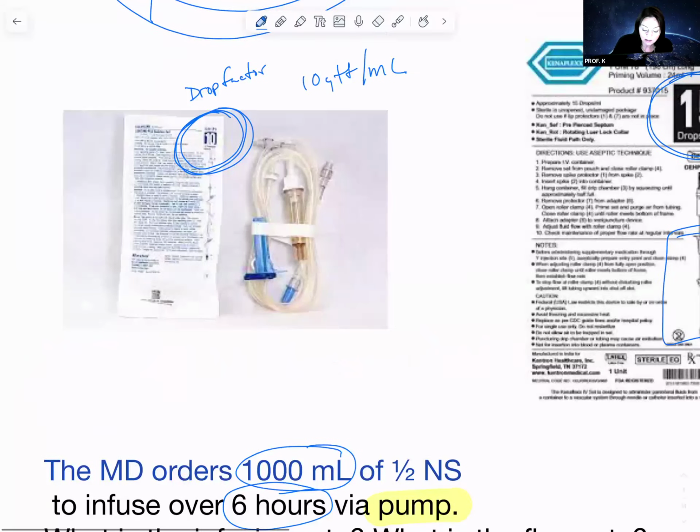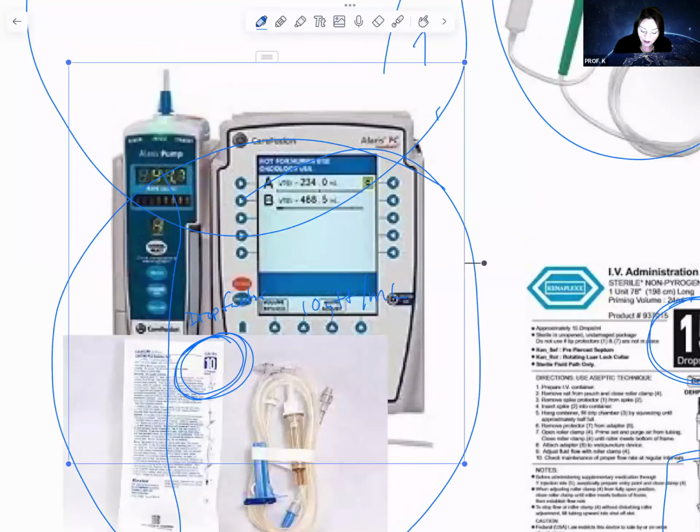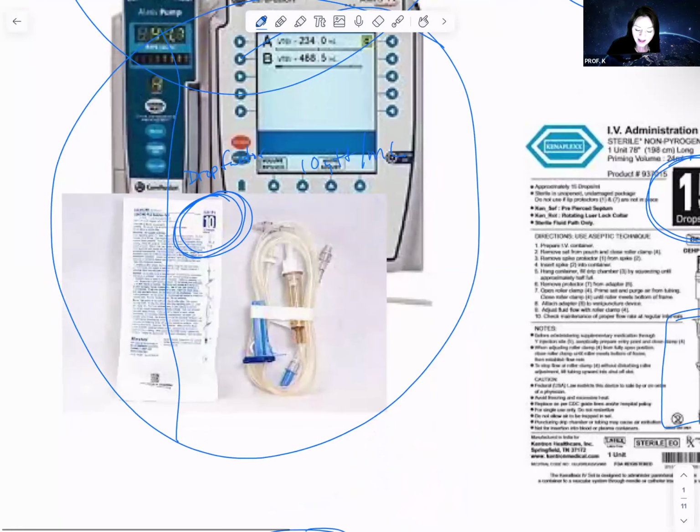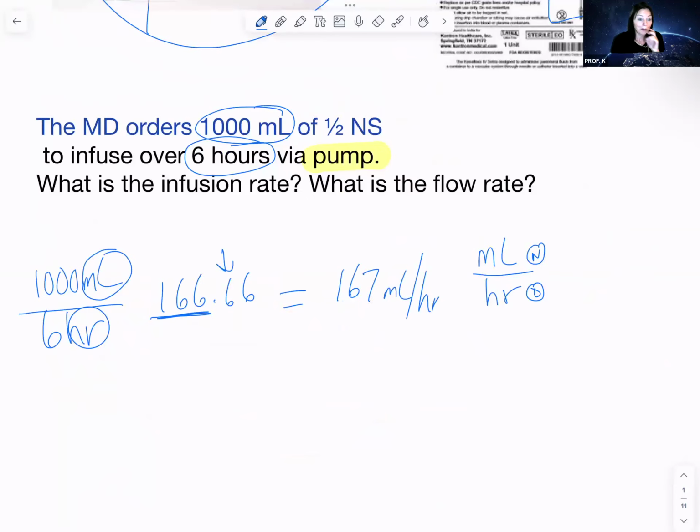So what does that mean? I'm going to go in here, put my tubing in there, connect it to my IV, and then I'm going to program my pump and write 167 and hit enter. And it's going to automatically deliver 167 milliliters an hour. That's what that means. So it says the word pump.